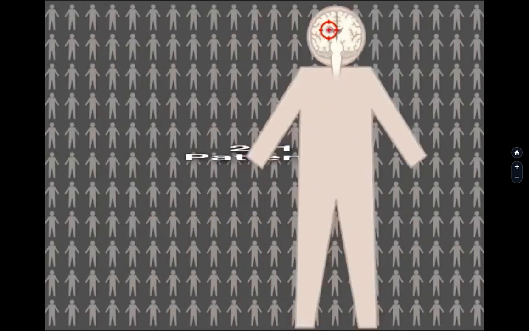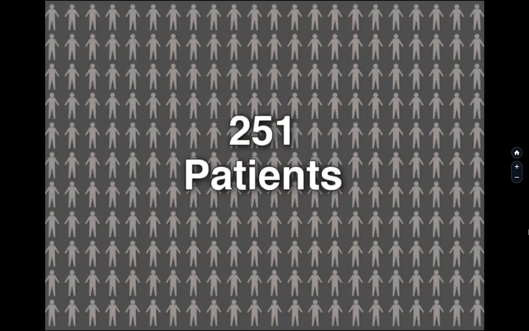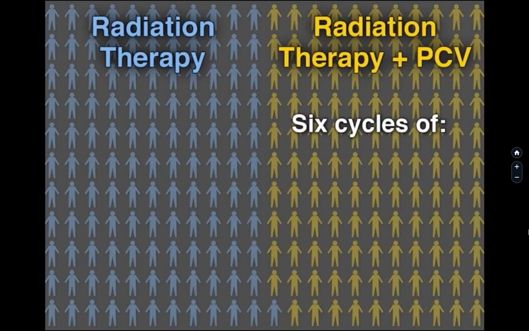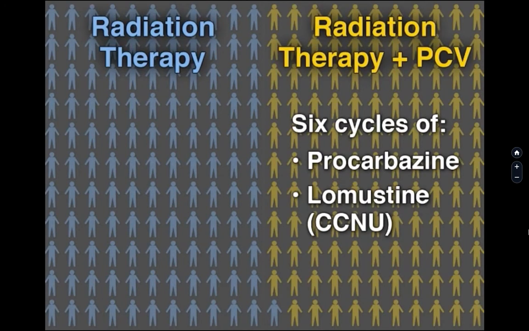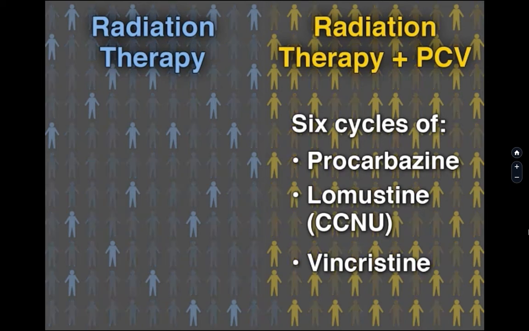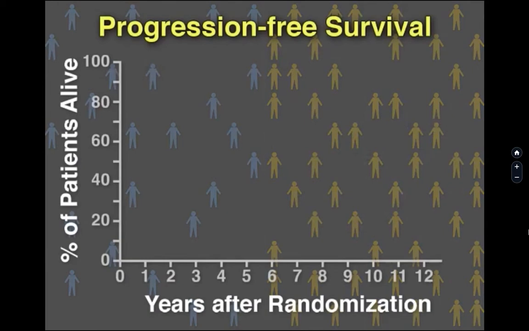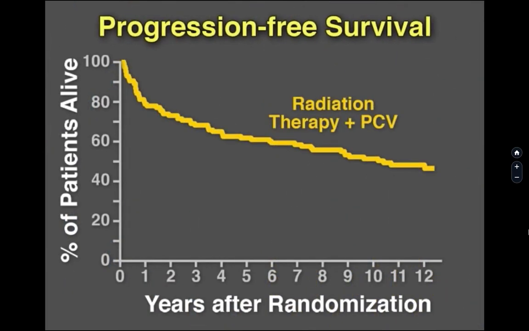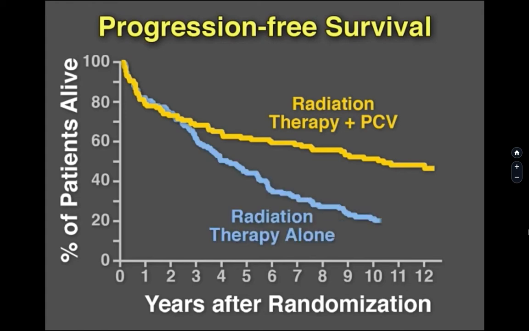The authors have assessed 251 eligible patients who were randomized to radiation therapy alone or radiation therapy followed by 6 cycles of procarbazine, lomustine, and vincristine. After 12 years of follow-up, 55% of the patients had died. As in the earlier results, patients who received combination chemotherapy had longer progression-free survival than those who received radiation alone. Both the 5-year and the 10-year rates of progression-free survival were higher for those who received combination chemotherapy.